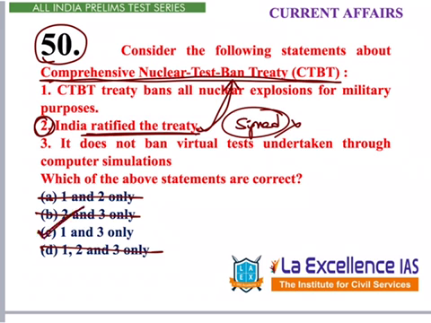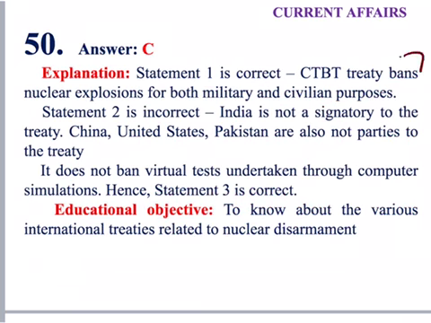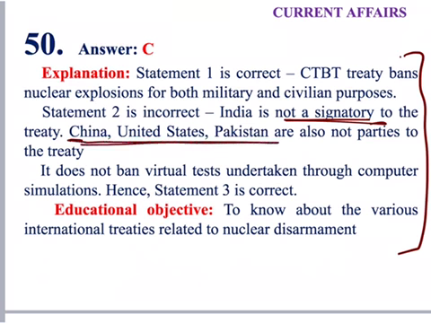Or let's read the facts. CTBT treaty bans all nuclear explosions for military purposes. This is true. 3. It doesn't ban virtual tests undertaken through computer simulation. This is also correct. Even with this way, we can arrive at this solution. Or if we can eliminate 2, that is very easy. We can do that. Here is the explanation and value addition for that question. India is not a signatory for the treaty. China, USA, Pakistan are also not parties of the treaty. This we should remember carefully.